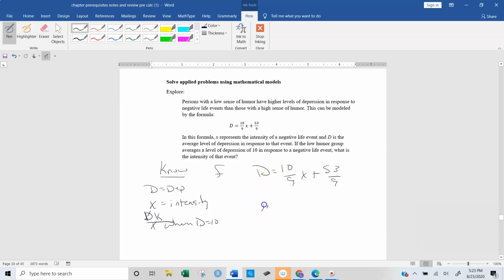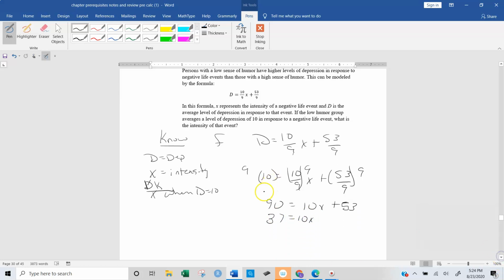All right, so if D is 10, first thing I'm going to do is get rid of these 9s because I just don't like fractions if I don't have to work with them. Let's multiply everybody by 9, make my problem prettier. So 90 equals 10x plus 53. Doesn't that just look so nice and pretty? Subtract your 53, so that gives us 37 equals 10x. So that means x is equal to 3.7. So it's an intensity, so it's a 3.7 intensity life event.